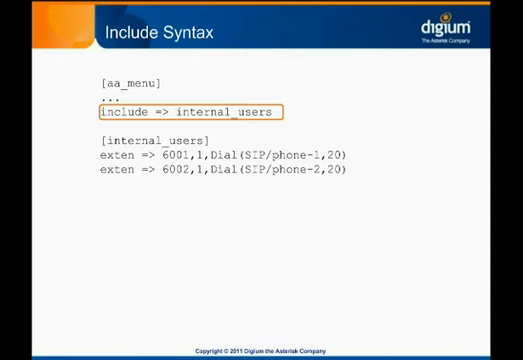A better approach is to put all the phone extensions in their own context, and then include the phone context from the auto-attendant menu context as seen here. In this example, we have two extensions to dial internal endpoints. In another PBX, there might be dozens or hundreds. It would obviously not be ideal to duplicate these extensions in our AA_menu context.